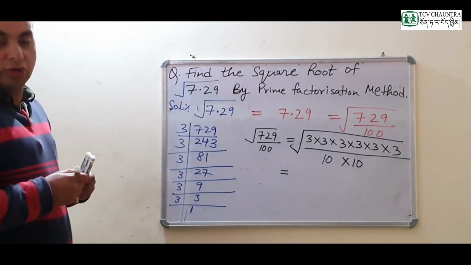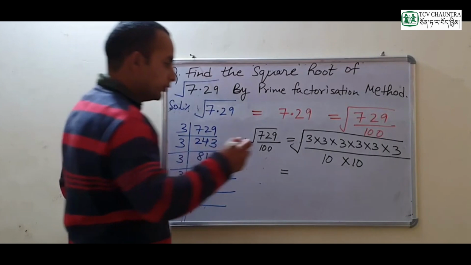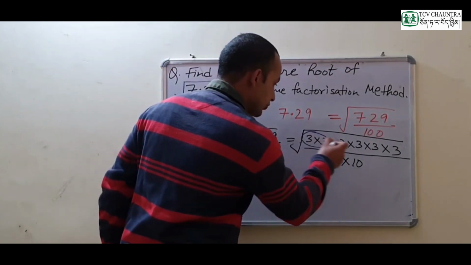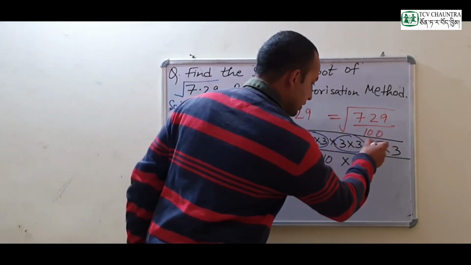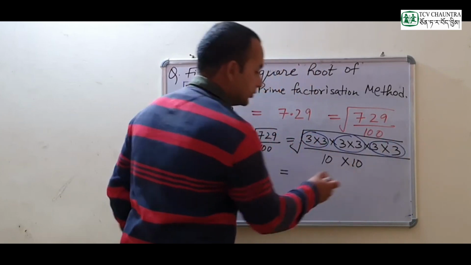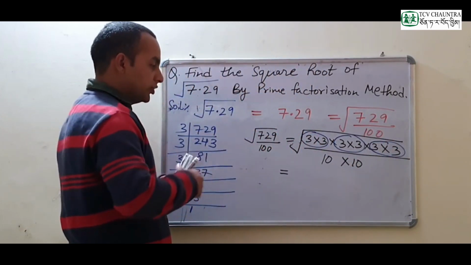Again, in the group you can write only once. You can write only once. And also 10 upon 10 multiply by 10, you write it only once.